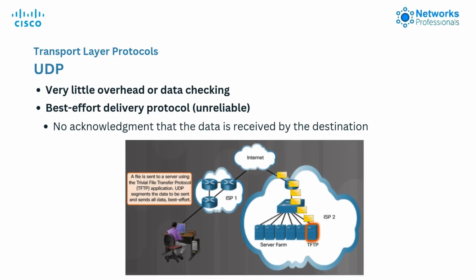Transport layer protocols. UDP, User Datagram Protocol, a connectionless protocol with low overhead. Key features of UDP. First, very little overhead, minimal error checking and no flow control. Second, best effort delivery. No guarantee of delivery, order, or duplication protection. Third, no acknowledgement. The receiver does not send back any confirmation of data receipt. UDP is fast but unreliable, used where speed is more important than reliability, e.g., video streaming, online gaming.